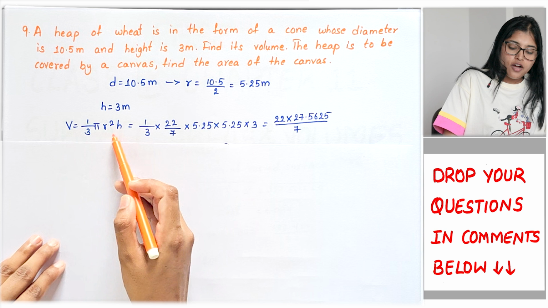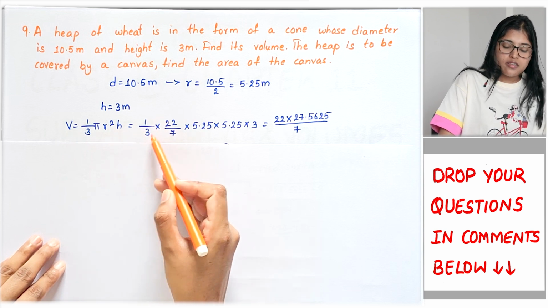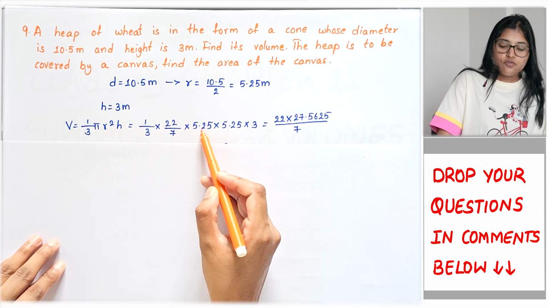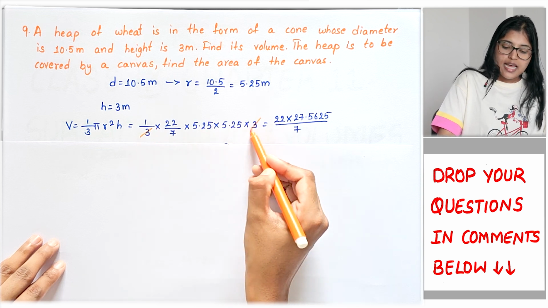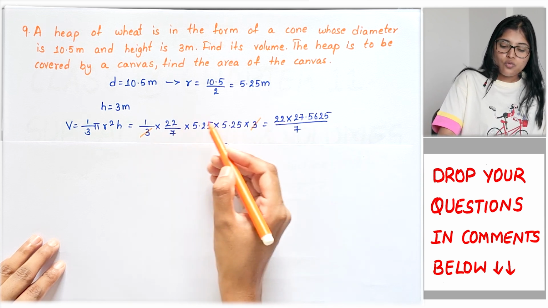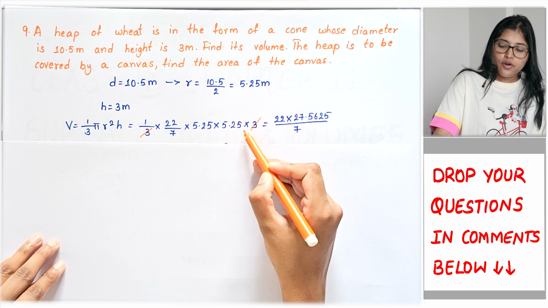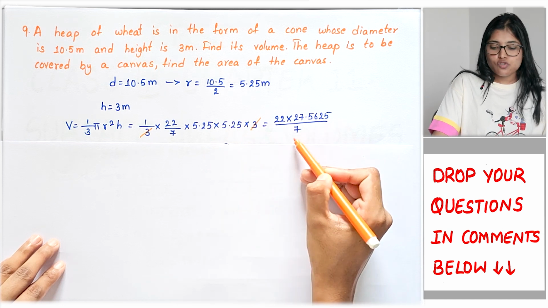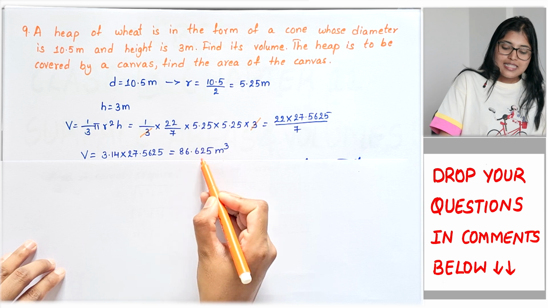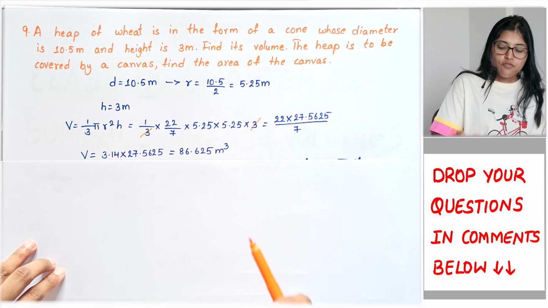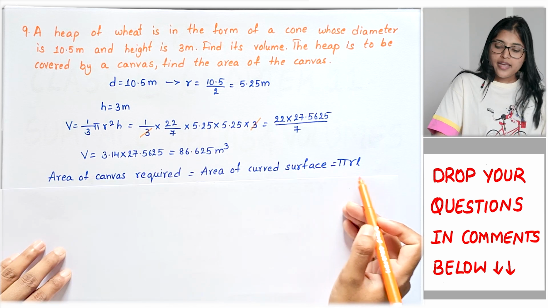Substituting that in the formula for volume, I can write as 1 by 3 into 22 by 7 into 5.25 into 5.25 into 3. Now 3 and 3 gets cancelled. I am left with 22 into 5.25 into 5.25, which is 27.5625, by 7. This will give me the value as 86.625 meter cube. Now finding the curved surface area pi RL.